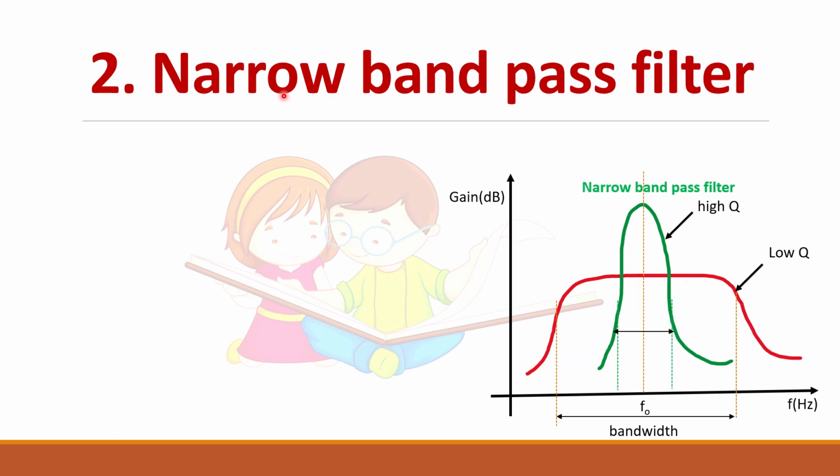Next we will see about the narrow bandpass filter. So in the narrow bandpass filter, it is shown in the green color. The bandwidth is a very low value, or it is very narrow. So we call it a narrow bandpass filter.